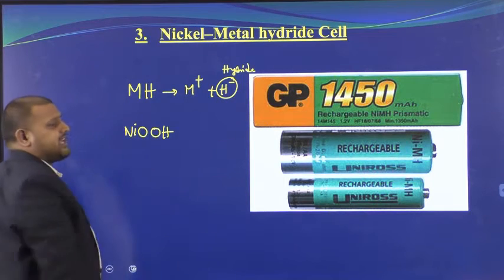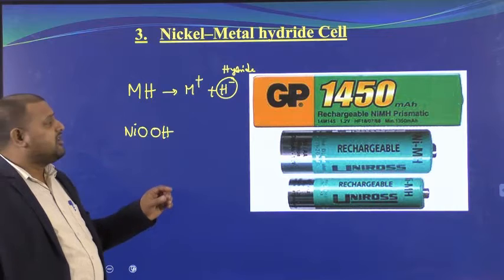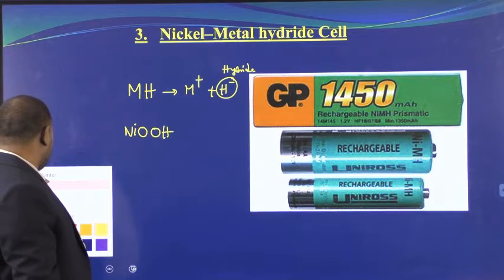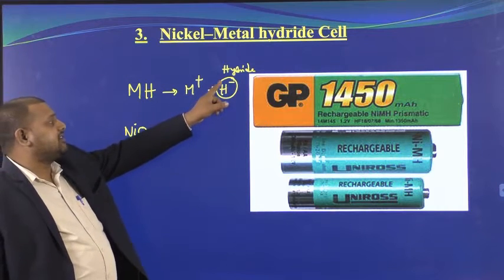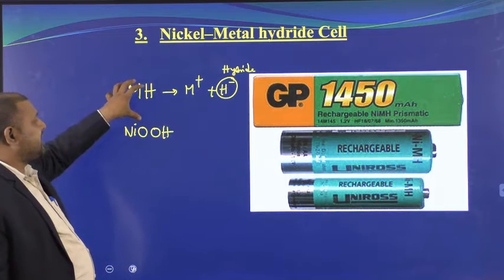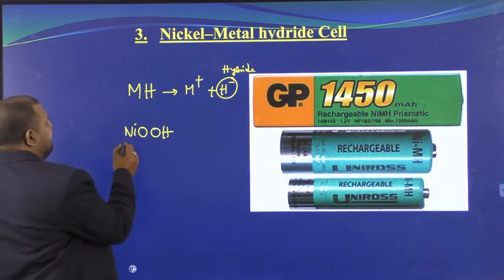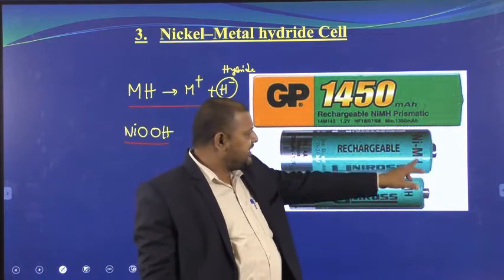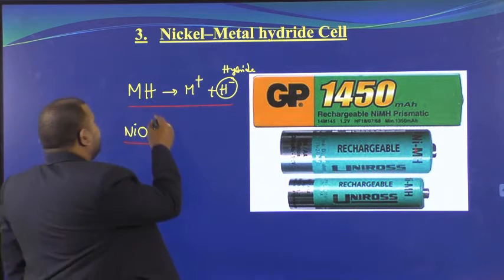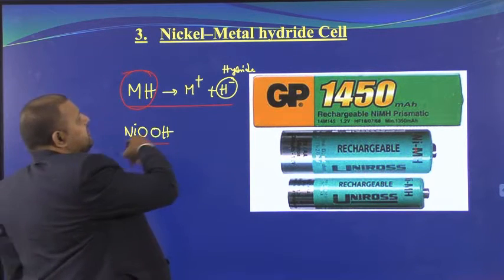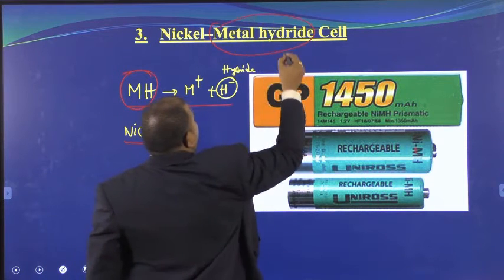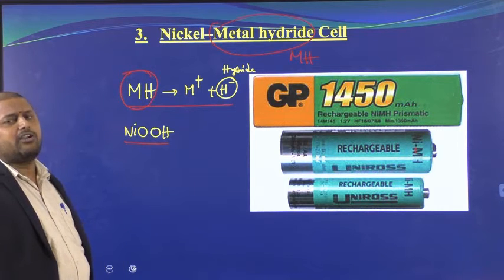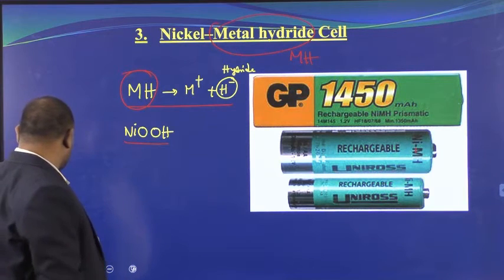Hydride means hydrogen is having a negative charge. That ion is called the hydride ion. So hydride ion means hydrogen should have a negative charge. That is called hydride. So this is our metal hydride, and nickel oxide hydroxide, these two we are going to use. So you can see here clearly NiMH. MH means metal hydride. You can simply remember MH: M is for metal and hydride. What metals we will be taking, that we will discuss now.